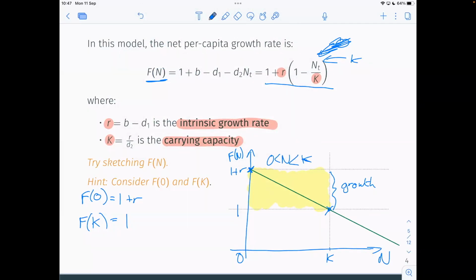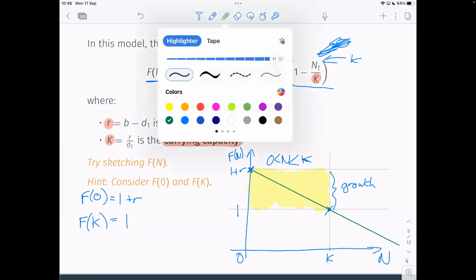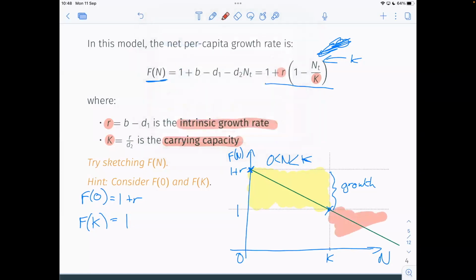now when we have our net per capita growth rate less than 1, that means that on average, each individual is producing less than one surviving individual in the next generation. So that means the population is going to be shrinking. So in this region here, we have decay. So we see that as n varies and we pass through when f of n is equal to 1, we're going to switch from population growth to population decay.